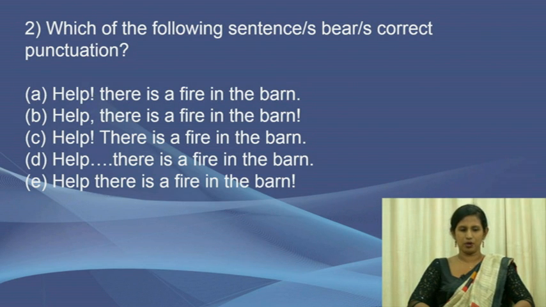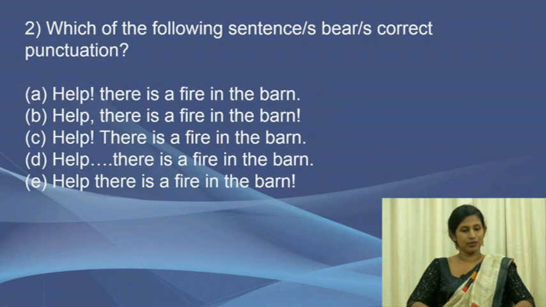We have several dots, like "there is a fire in the barn." No, that is not correct. You do not have the exclamation mark. It's like pausing for some time. The last option, E: "Help, there is a fire in the barn." And you have the exclamation mark there at the end of the sentence, but somehow after "help" there is no exclamation mark. But you have to either pause or have an exclamation mark there.